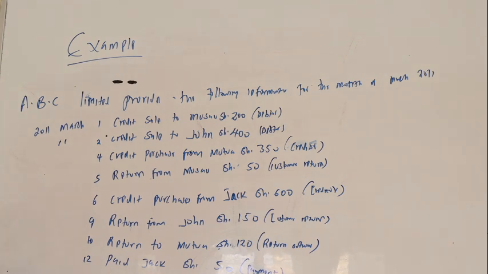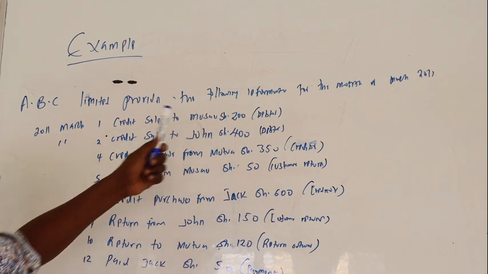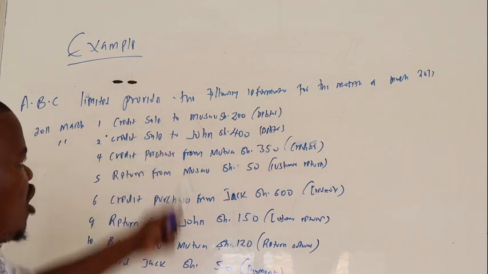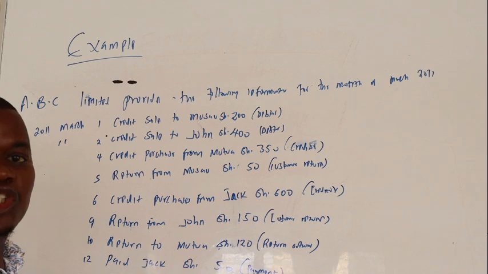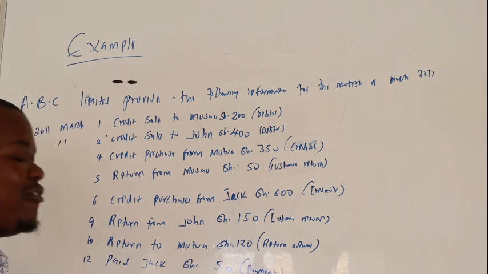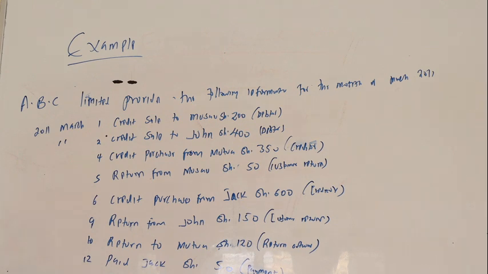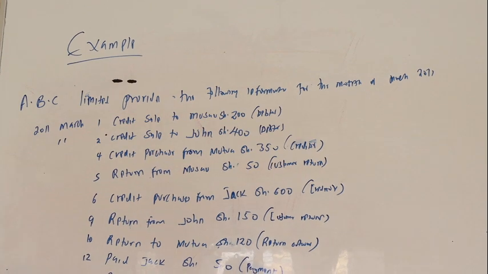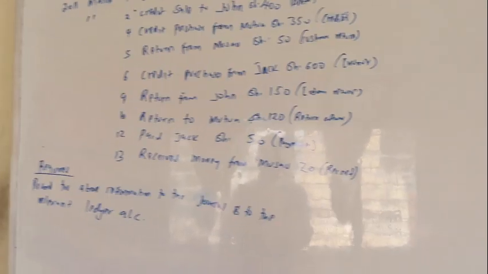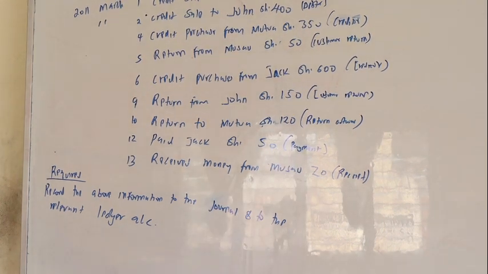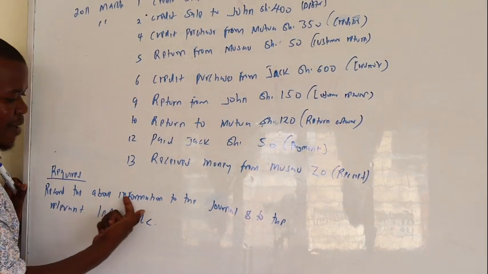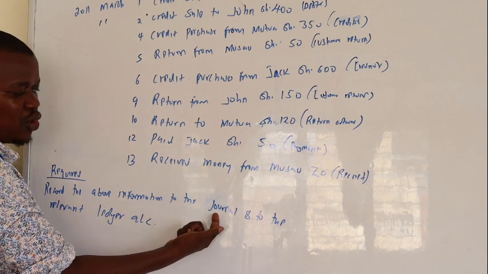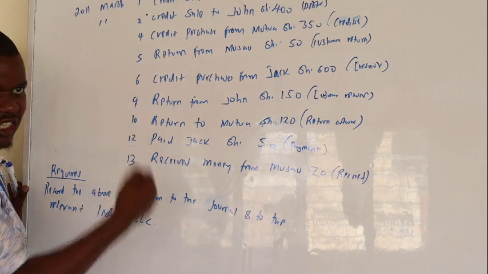Then the examiner is saying to record the above information to the journals and to the relevant ledger account. So the examiner wants us to record all this information to the relevant journal and also to the relevant ledger account. So now the question is, which journal or which account are we preparing?